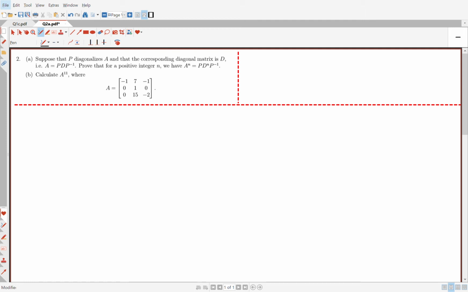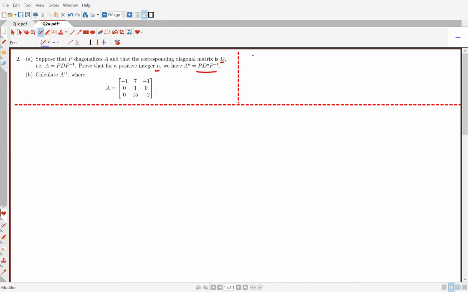Okay, question 2a. Suppose that P diagonalizes A and the corresponding diagonal matrix is D. Prove that for any positive integer n, A to the power of n is this. Okay, so this is the thought process.